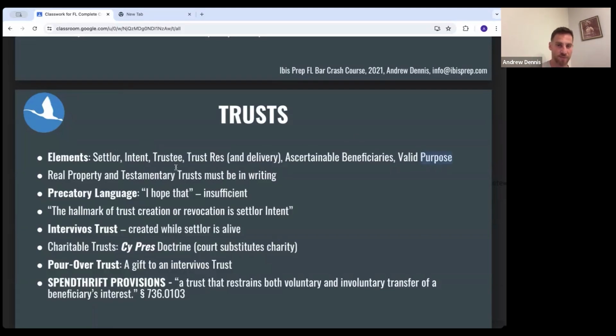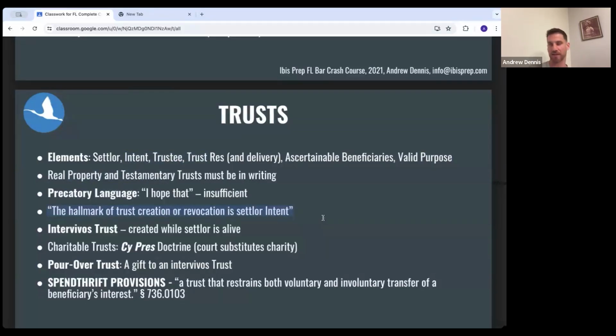Real property and testamentary trusts must be in writing. Makes sense, right? Statute of frauds. Precatory language, like "I hope that," "it's my hope," "I would like to set up a trust," that's not sufficient. It has to be true intent to set up a trust.